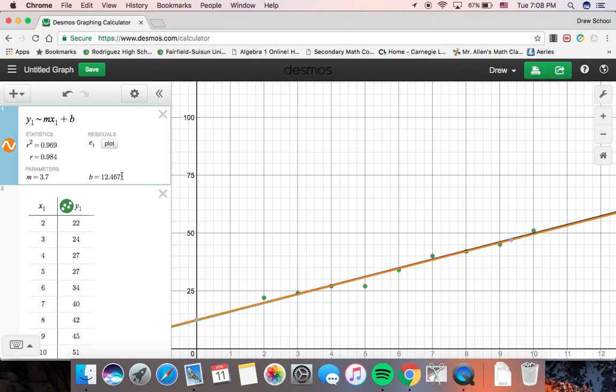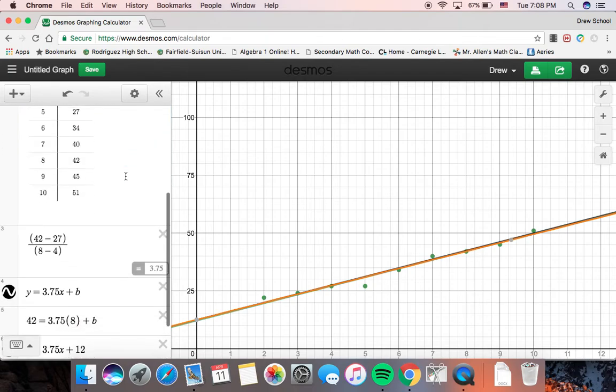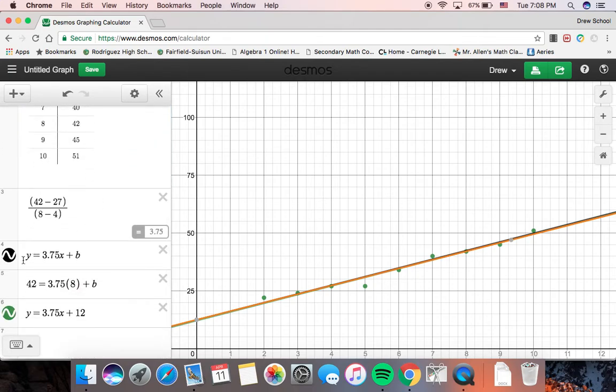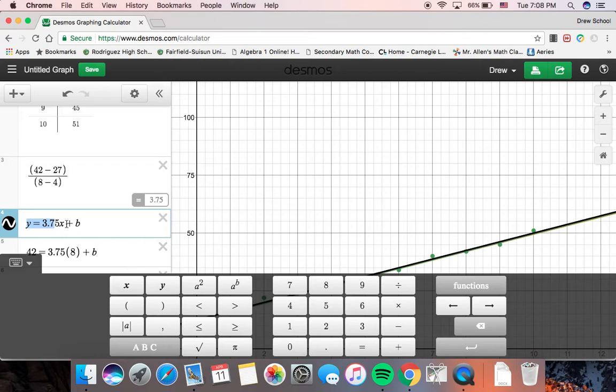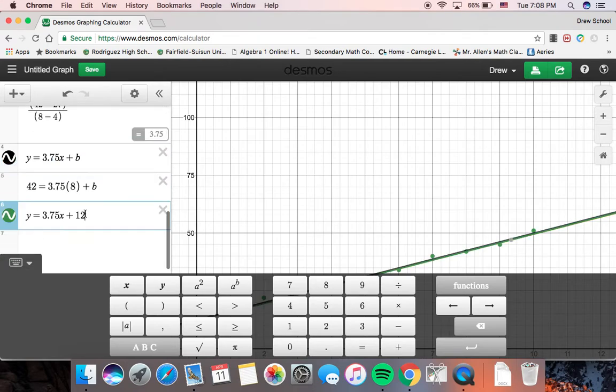Now this is more high tech. We are not going to get this high tech, but you can see that our equation was pretty darn good. Their slope was 3.7 and their y-intercept was 12.467. So our equation of y equals 3.75x plus 12 was a pretty darn good estimate, or line of best fit.